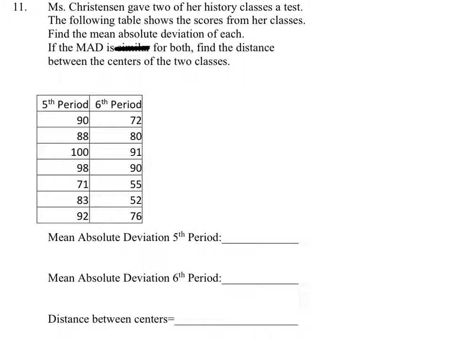So, the first thing we will need is the mean for both of these, which means also that we will need a total for both of these periods. So, what are the totals? For class number one, it would be 622 is the total, or the sum, I guess. And for sixth period, it looks like we get 512.